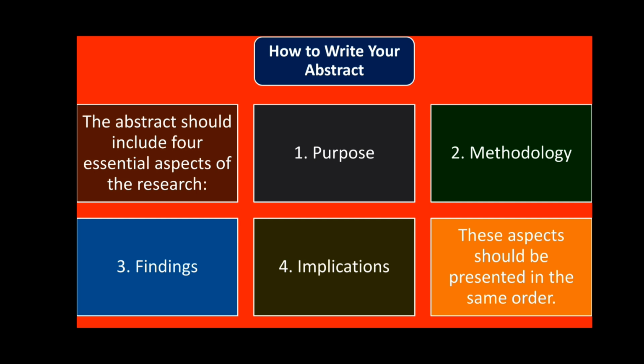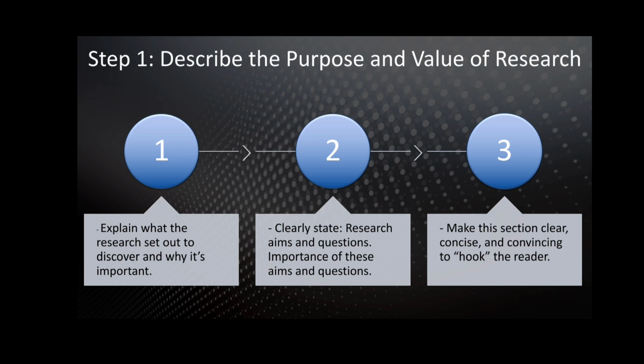If you conducted a research, so what? What is the benefit? What are the effects? How are these findings important? So we will discuss each aspect in detail on coming slides. Now the first one, describe the purpose and value of your research. So the first part of an abstract is what? Describe the purpose and value, the importance of your research, the significance of your research.